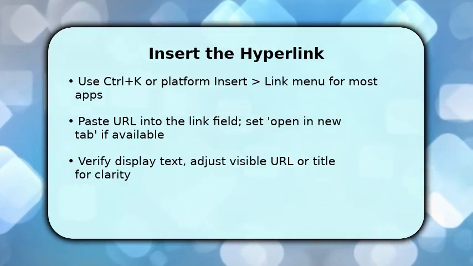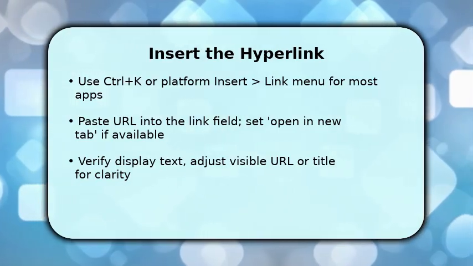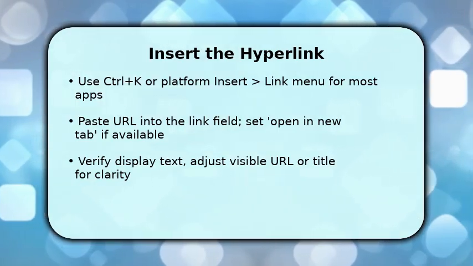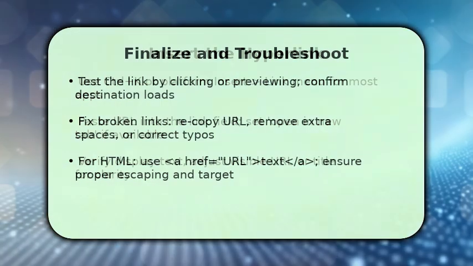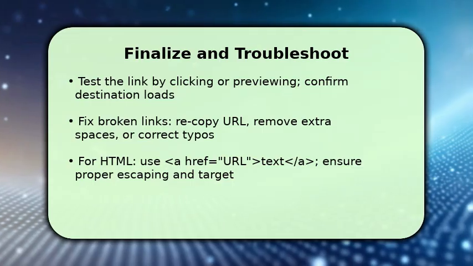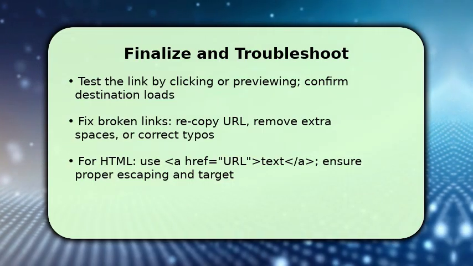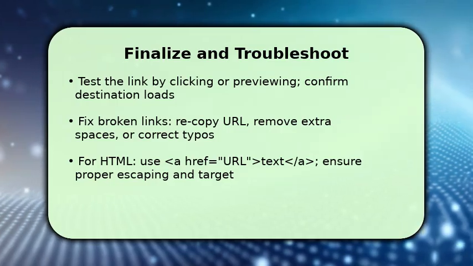Make sure the link uses the correct scheme and that there are no trailing spaces or invisible characters that break it. Finish by testing the hyperlink exactly as a user would. Click it or preview the document to confirm the destination loads. If it fails, recopy the source URL, remove trailing spaces, and correct any typo or missing scheme.